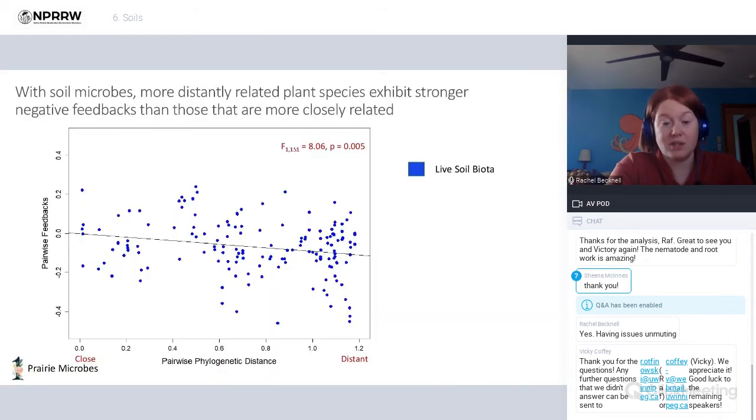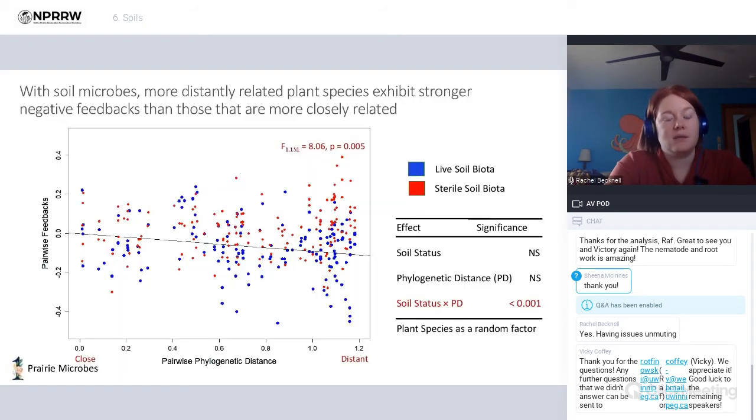And this is essentially what I found in my experiment, which is a very exciting result. I found that those closely related species have much more neutral or weakly negative feedbacks. And then whenever they're more distantly related, they're much stronger negative feedbacks. So those plant species are better able to escape their own soil pathogens whenever they're growing in the soil of the other species. And this relationship disappeared in sterile soil. So this really is showing that it's being driven by the soil microbial communities.